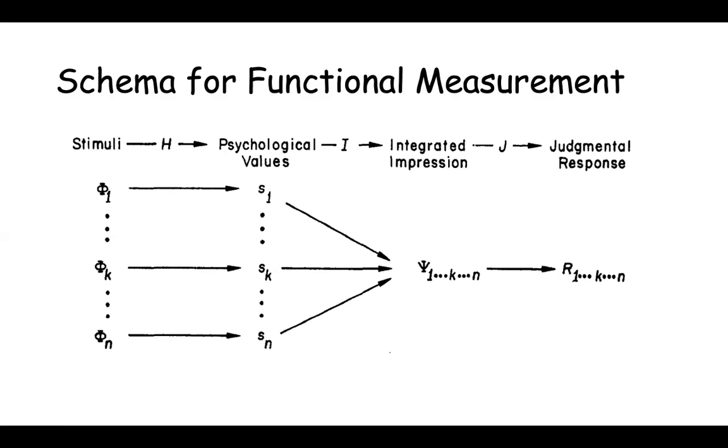Here's a diagram or a schema for talking about the premises that we had used in that three-premise argument. The stimuli have physical values phi sub k. There's a psychophysical function that's labeled h in this diagram. These are integrated by an integration function I, forming the subjective integrated impressions, which are transformed by a judgment function into the overt response r sub I through n for the n stimuli.